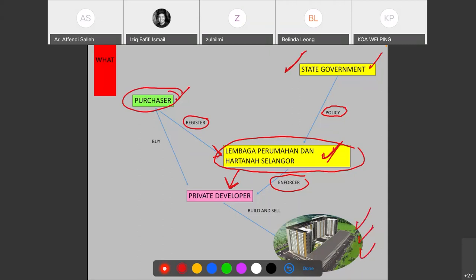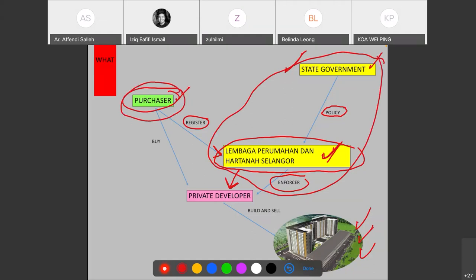That's the whole relationship. The private developer takes all the policy instructions from this party and does the selling to this party. Simple as that. So the developer does not have a say in the selling price. They don't have a say in who they can sell to. They cannot decide the facilities or the apartment size. They must follow 100% of the policy from the state government.